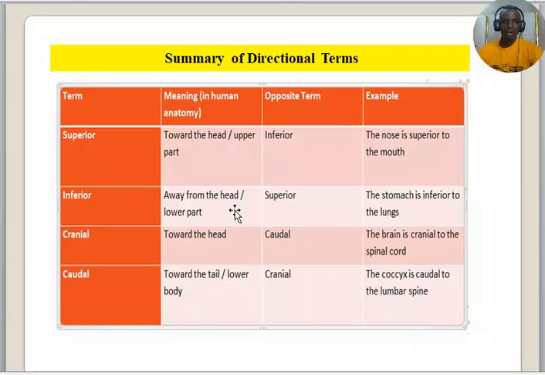Then we have the cranial. Cranial means towards the head. Okay, towards the head. Cranial also means superior, but the opposite of cranial is caudal. The brain is cranial to the spinal cord. Okay. Then we talk of caudal. Caudal means towards the tail, the lower part of the body. Okay, so the opposite of caudal is cranial. The coccyx is caudal to the lumbar spine, as an example.